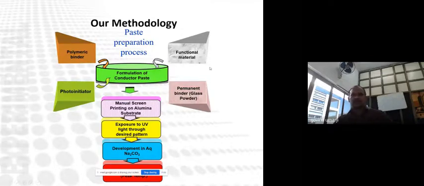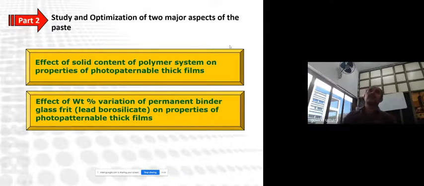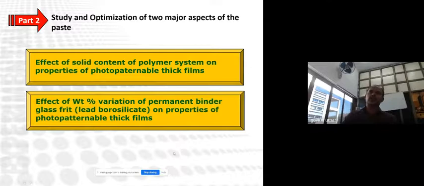Again, once all these ingredients are ready, we have to study and optimize the two major aspects of this nanocomposite. One is to study the effect of solid content of the organic system in the paste composition, or the nanocomposite, which is used for the photopatternable composite. And the second is the effect of weight percent of the permanent binder, because the permanent binder plays an important role in adhesion.